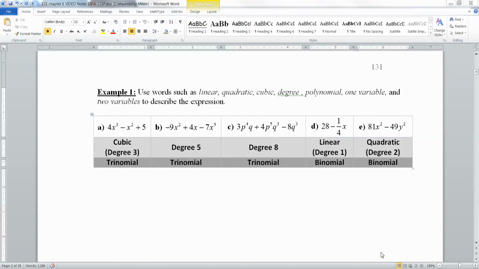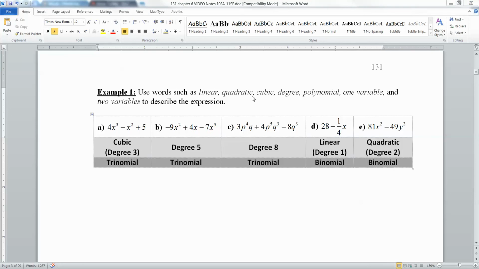Sorry, there's not a lot of variety in that one. They're all binomial or trinomial on this one. I didn't make enough difference. If there's anything with more than 2 or 3 terms, then you would call it just a polynomial. And remember, if it only has 1, that's a monomial. Sorry, that was kind of boring.